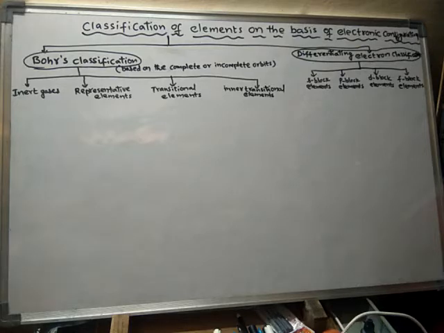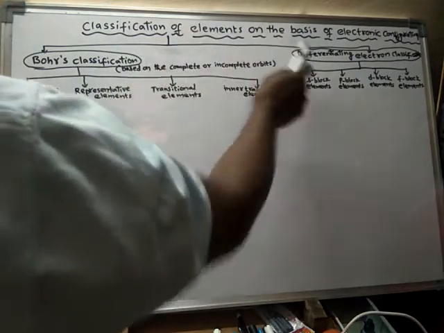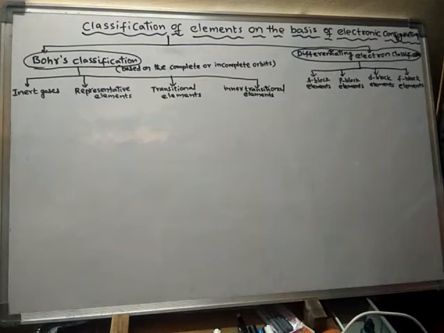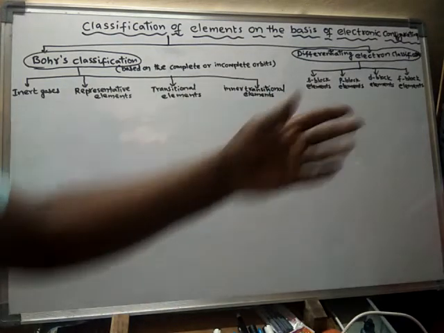So in a previous video we learned about electronic configuration and how to write electronic configuration. Now we'll try to learn about the classification of elements based on the electronic configuration. So how elements are classified on the basis of electronic configuration we will learn. Based on the electronic configuration, there are two types of classification. All the elements are classified into two different ways.